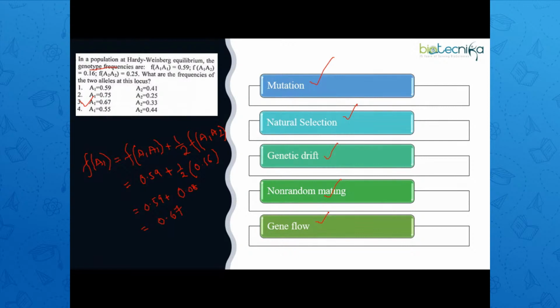Genetic drift. We will talk in detail about genetic drift in the later slides. Just for the time being, genetic drift is a random sampling. It is a sampling error that happens, which again changes your allele frequency.